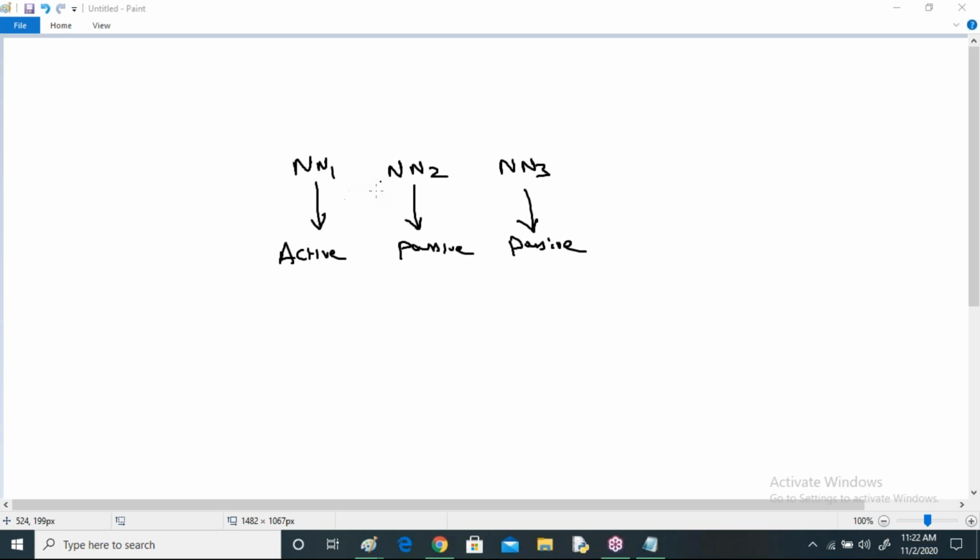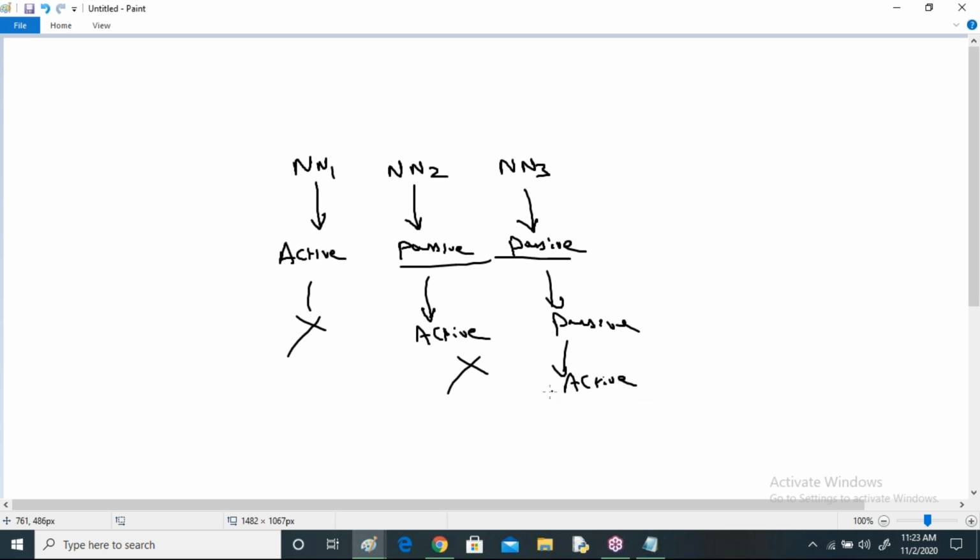Active name nodes, okay, this passive name node will keep collecting metadata from the active name node. Suddenly, if this active name node is down, immediately anyone will become active. If this is also down, then this becomes active. This is what we say is high availability.